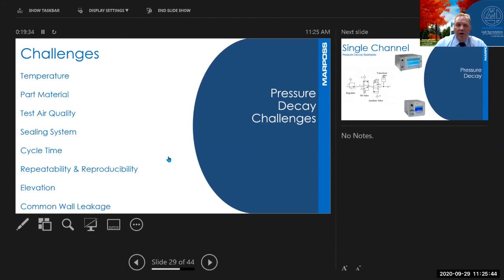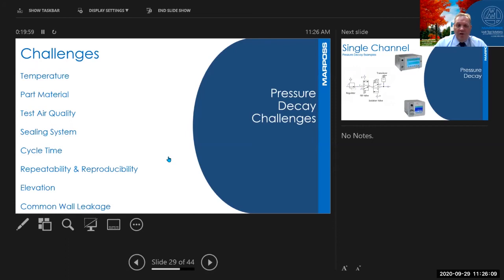Test air quality. This is an important one. We really want clean, dry air. It needs to be filtered. Years ago, I worked at a plant where the air system ran outside. So in the winter here in Michigan, we'd pick up an awful lot of moisture from the changing temperature of the air as it ran through the plant. And it just created all types of havoc as we were putting moisture into the test process.